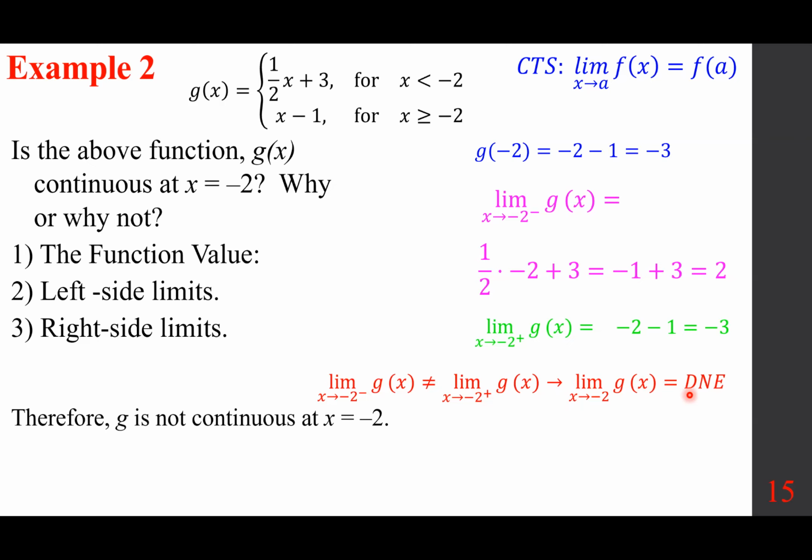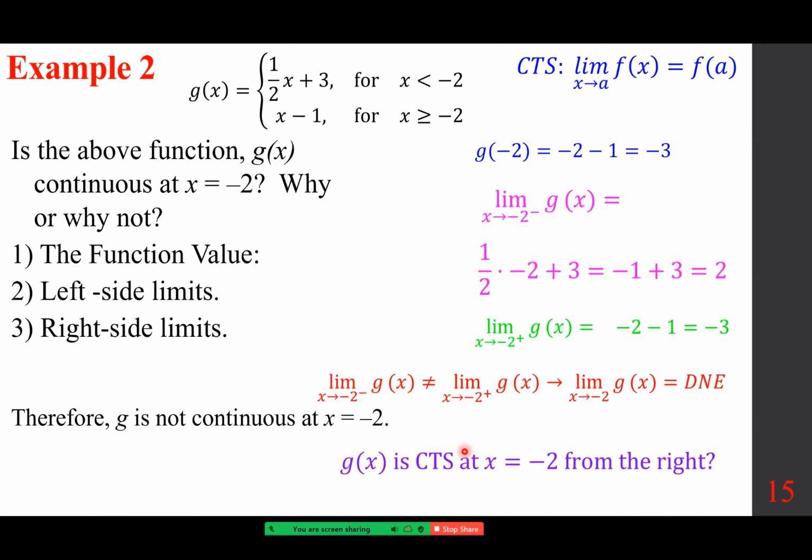It's not continuous at x equals -2. One observation which is important to see, I hope you see that this is identical to the functional value. And the terminology that is used is that g of x is continuous, CTS short for continuous, at x equals -2 from the right. Okay. So the answer is yes.